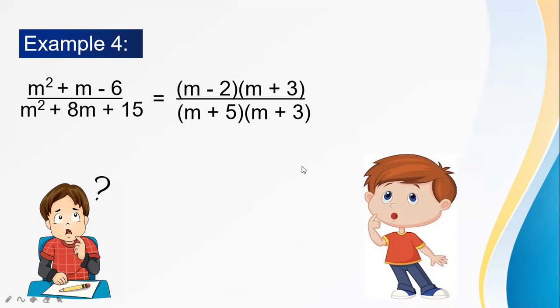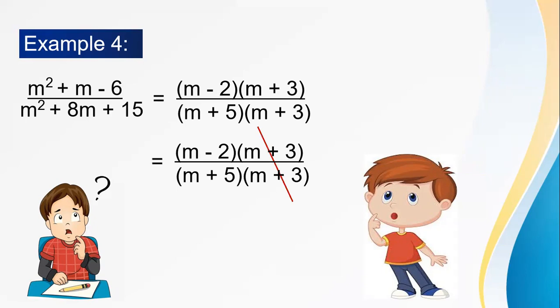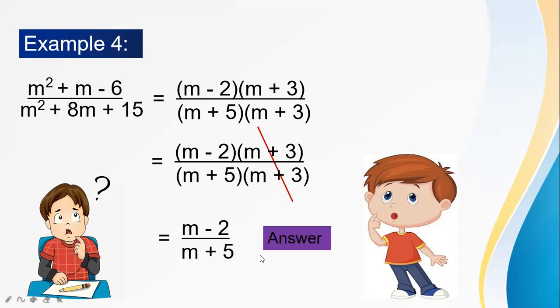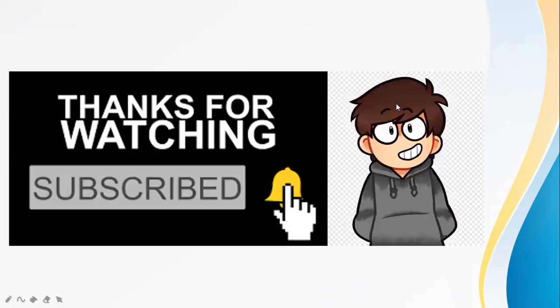And then after that, the second step, you cancel out common factors. And therefore, these will be the common factors. And the remaining factor is m minus 2 over m plus 5. And therefore, this will be your answer. So therefore, this will be the simplified form of m squared plus m minus 6 over m squared plus 8m plus 15. So therefore, this will be your answer.